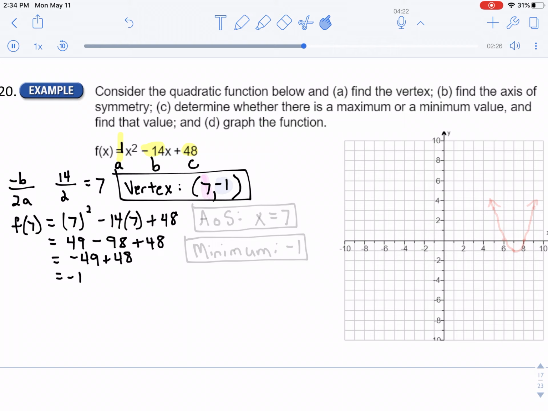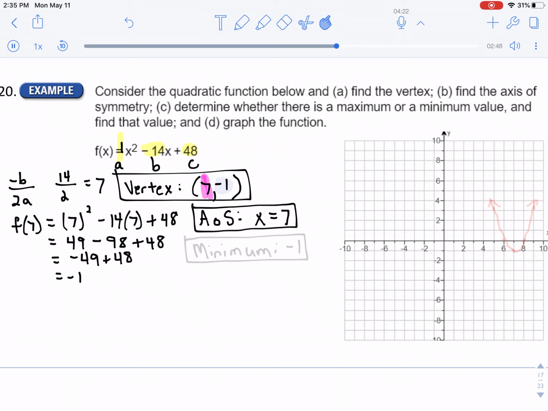All right, we're ready for our axis of symmetry. I'm going to abbreviate that AOS, axis of symmetry. That's x equals, and you pick up this x value. So that's a 7. That's our axis of symmetry.